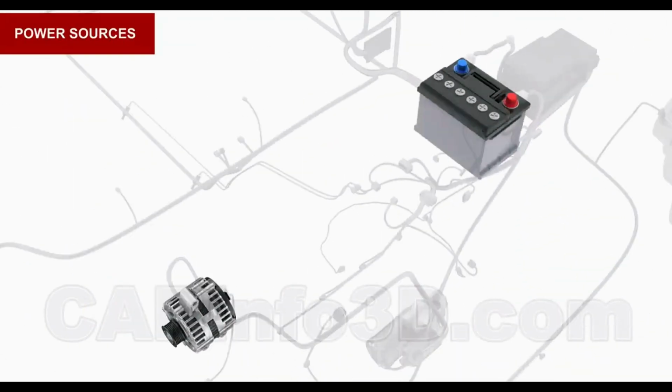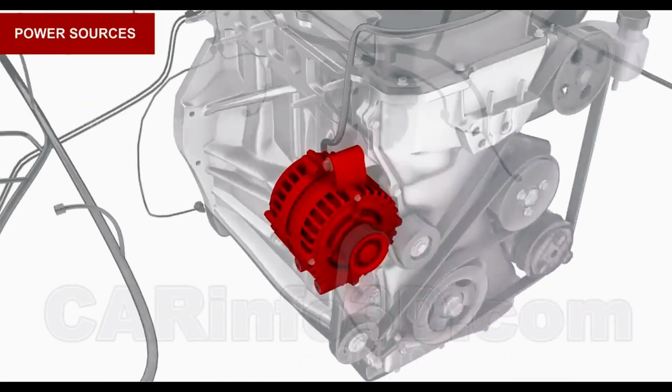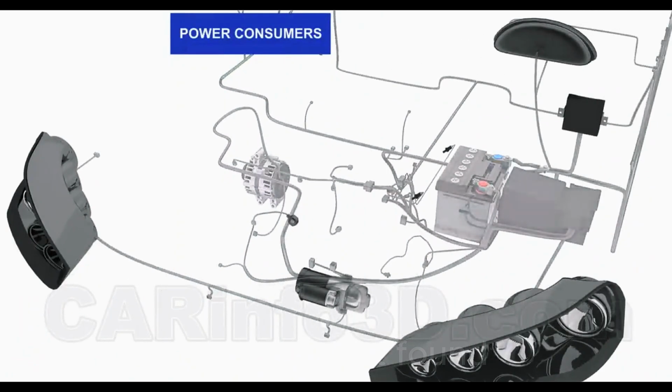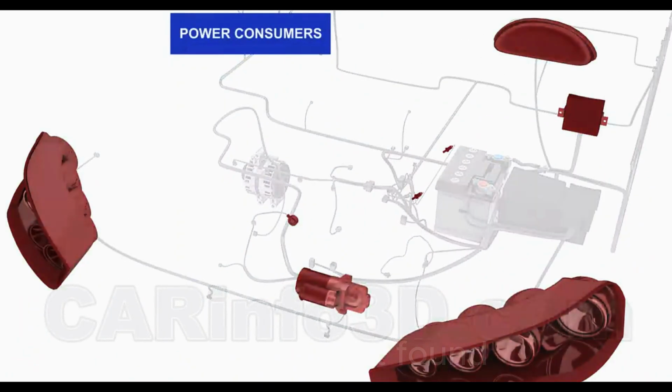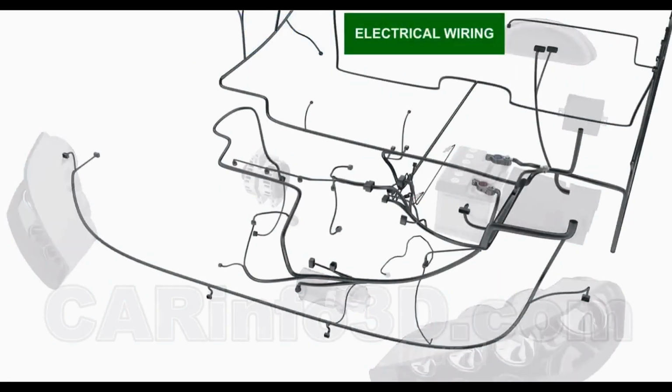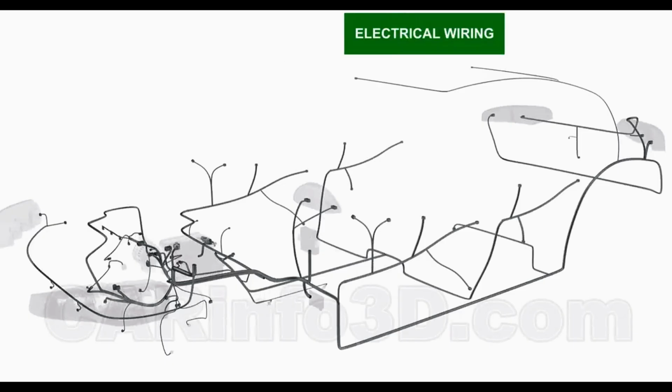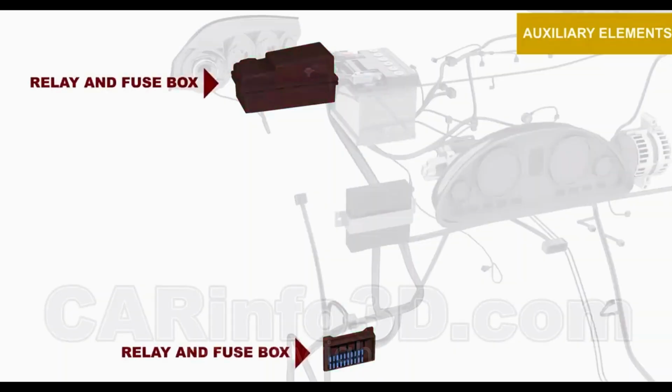Power sources are the battery and the generator. Power consumers include various appliances that require electricity to operate, such as headlights, the starter motor, the engine control unit, and others. Electrical wiring connects various components of the electrical system. Auxiliary elements include relay and fuse boxes, as well as various buttons and switches.